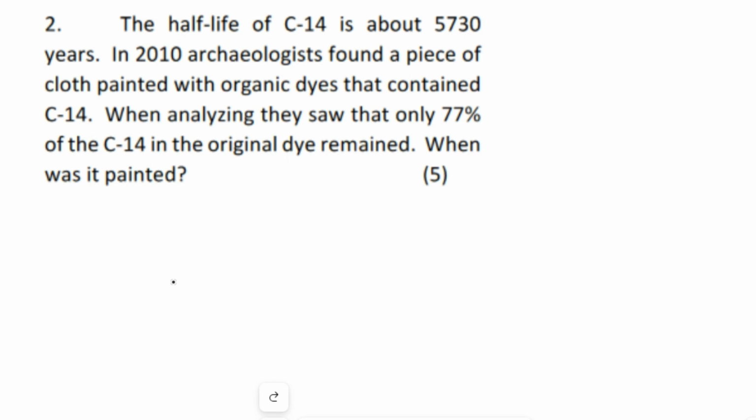It's a half-life of carbon 14. It's about this number of years. So it's in years. In 2010, this guy, I don't know his name, it's a scientist, found a piece of cloth painted with organic dyes, the one that contain carbon. They mention here they contain carbon 14. When analyzed, they saw that only 77% of the initial carbon was remaining. When was this thing painted?